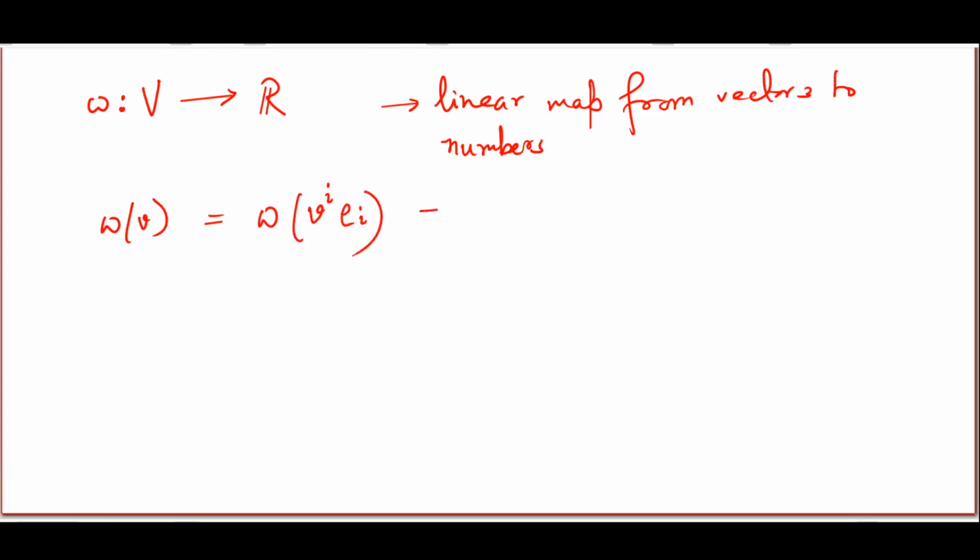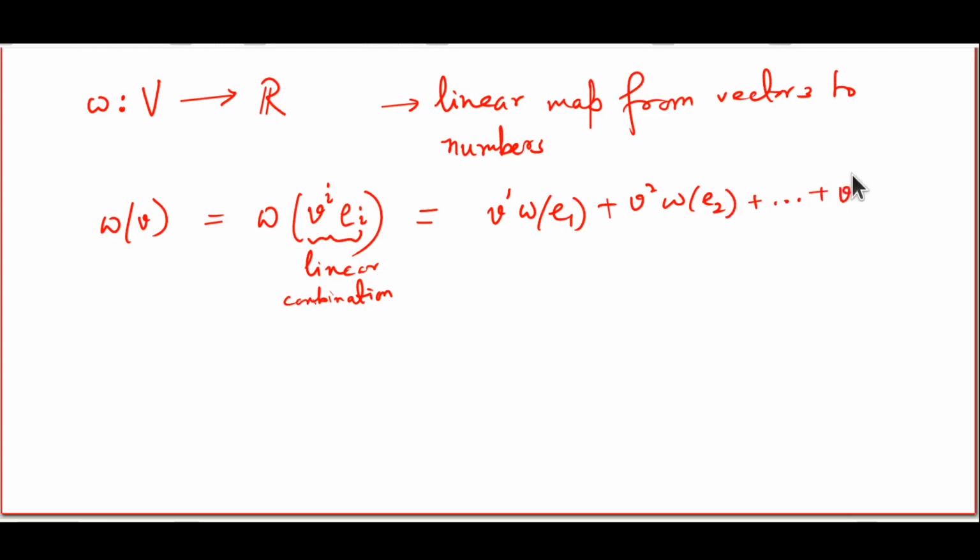Now remember, a covector is a linear map, and what you are putting in here is a linear combination of the vectors e1, e2, e3, en multiplied by numbers v1, v2, v3, vn. So, because of the linearity of the map, this result is the same as v1 times omega e1 plus v2 times omega e2 plus all the way up to vn times omega en, or vi times omega acting on ei for short.